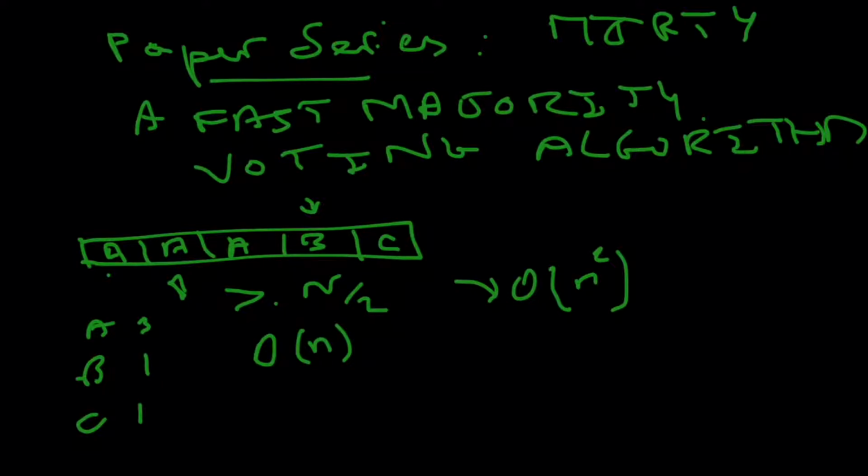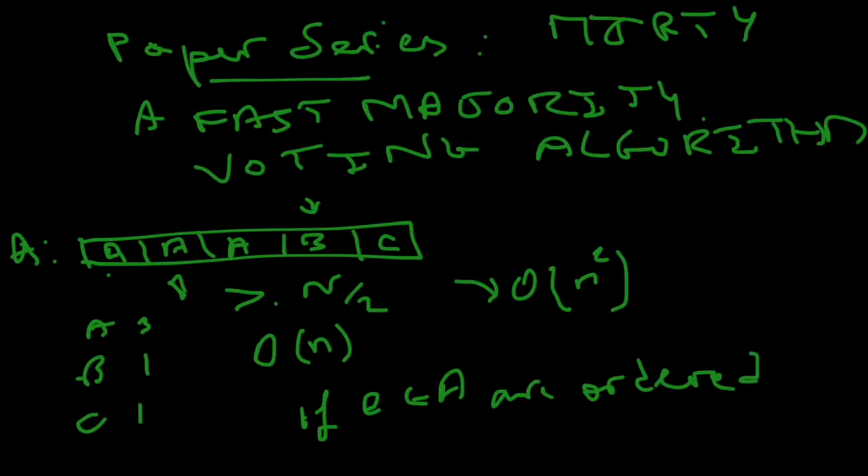So if the votes can be ordered, an algorithm with order n execution time can be coded to first find the median. So if the elements of this array are ordered, then that means we can find the median.